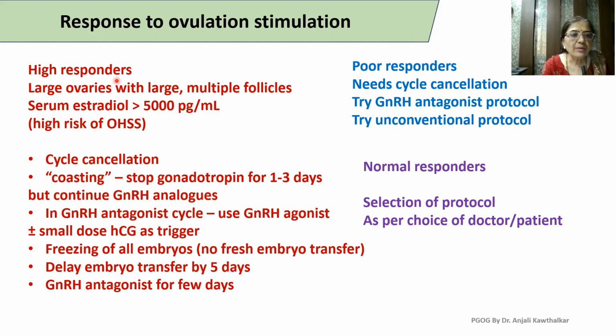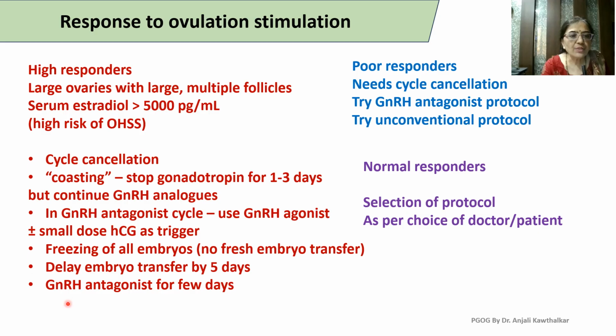High responders are the women where, after this protocol, there is development of large ovaries with multiple large follicles, and serum estradiol greater than 5000 picogram per ml. These are the cases at high risk for ovarian hyperstimulation syndrome, and as you know, ovarian hyperstimulation syndrome can be a life-threatening complication also. So there is a risk of OHSS, and we need to take steps to prevent OHSS from developing in this situation.